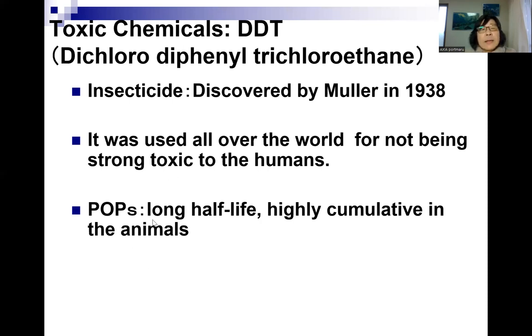POPs. DDT is a POP, with a long half-life, highly cumulative in animals. And DDT is also an endocrine disruptor. It affects the reproductive organs of living animals, including humans.